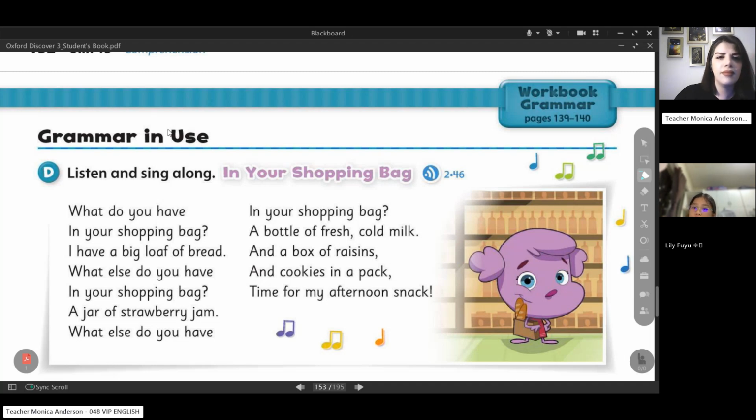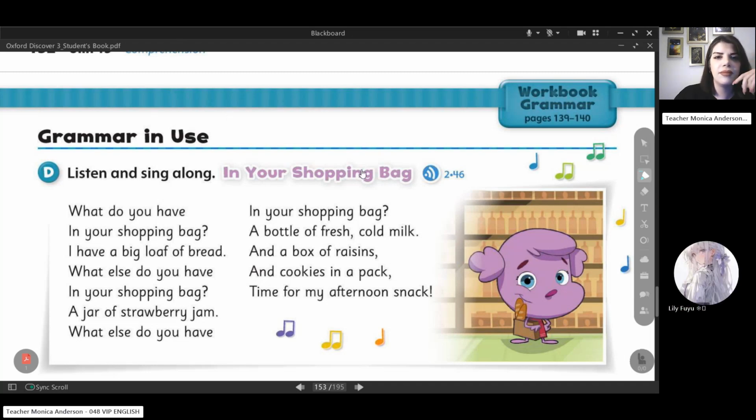In your shopping bag. What do you have in your shopping bag? I have a big loaf of bread. What else do you have in your shopping bag? A jar of strawberry jam. What else do you have in your shopping bag? A bottle of fresh cold milk. And a box of raisins and cookies in a pack. Time for my afternoon snack.